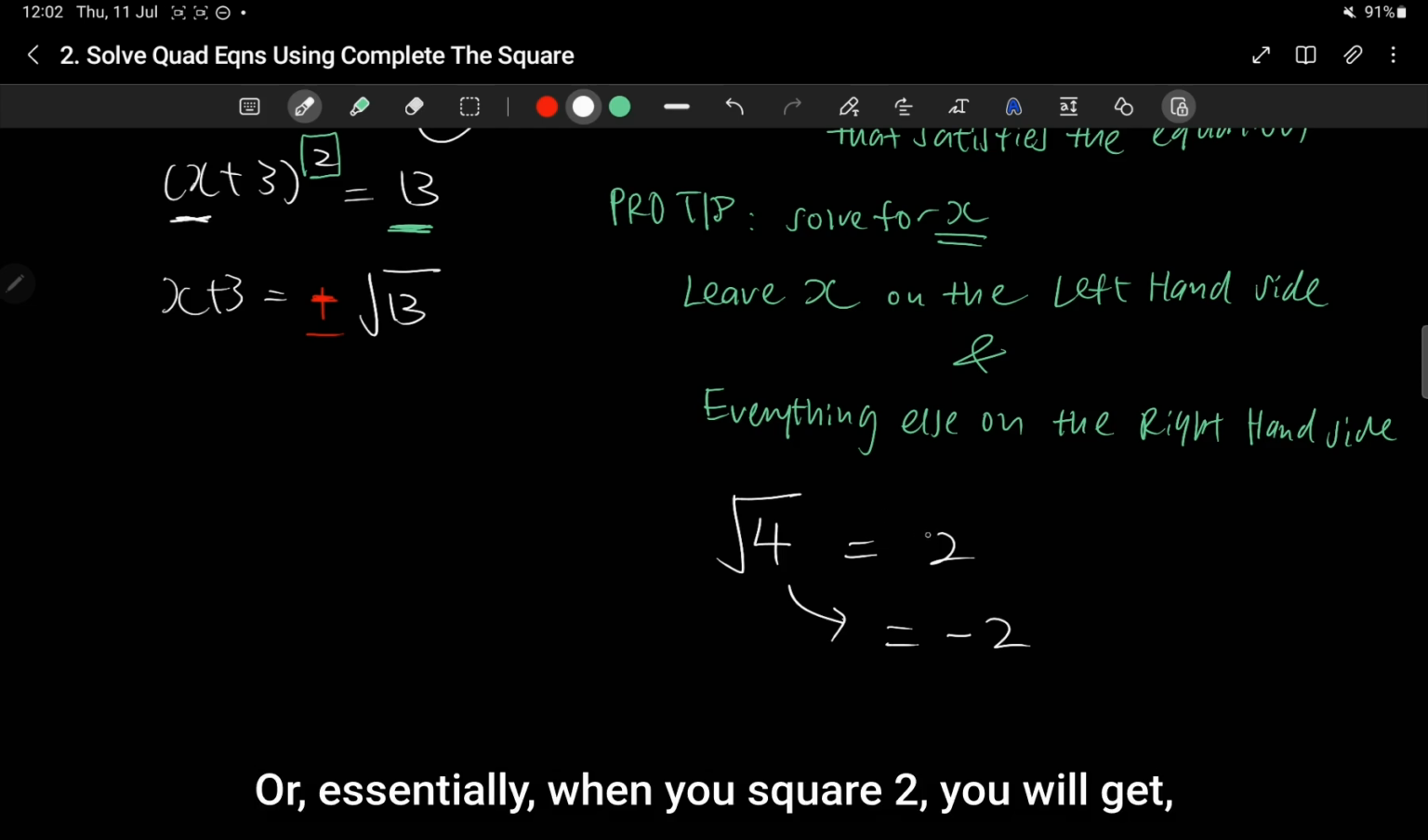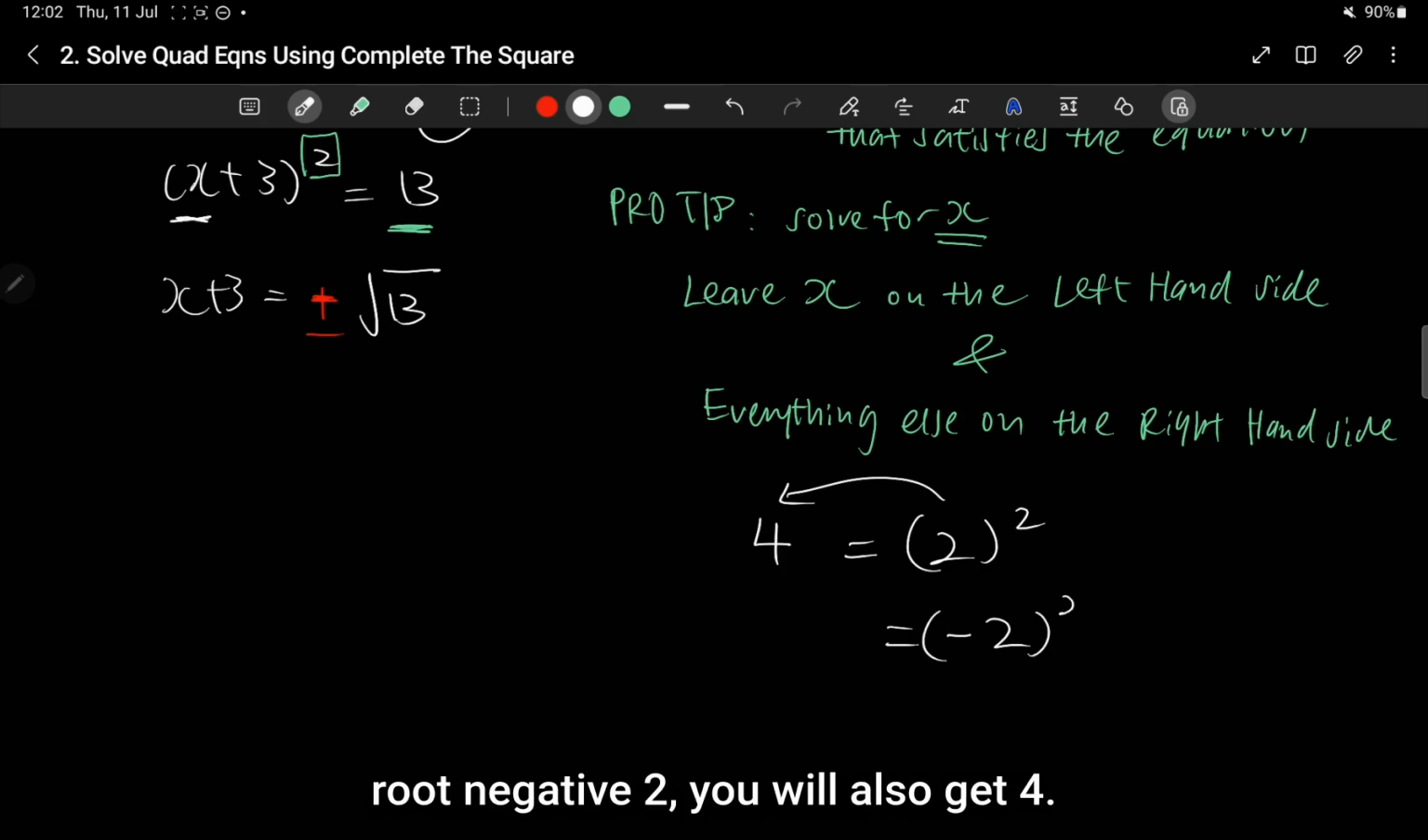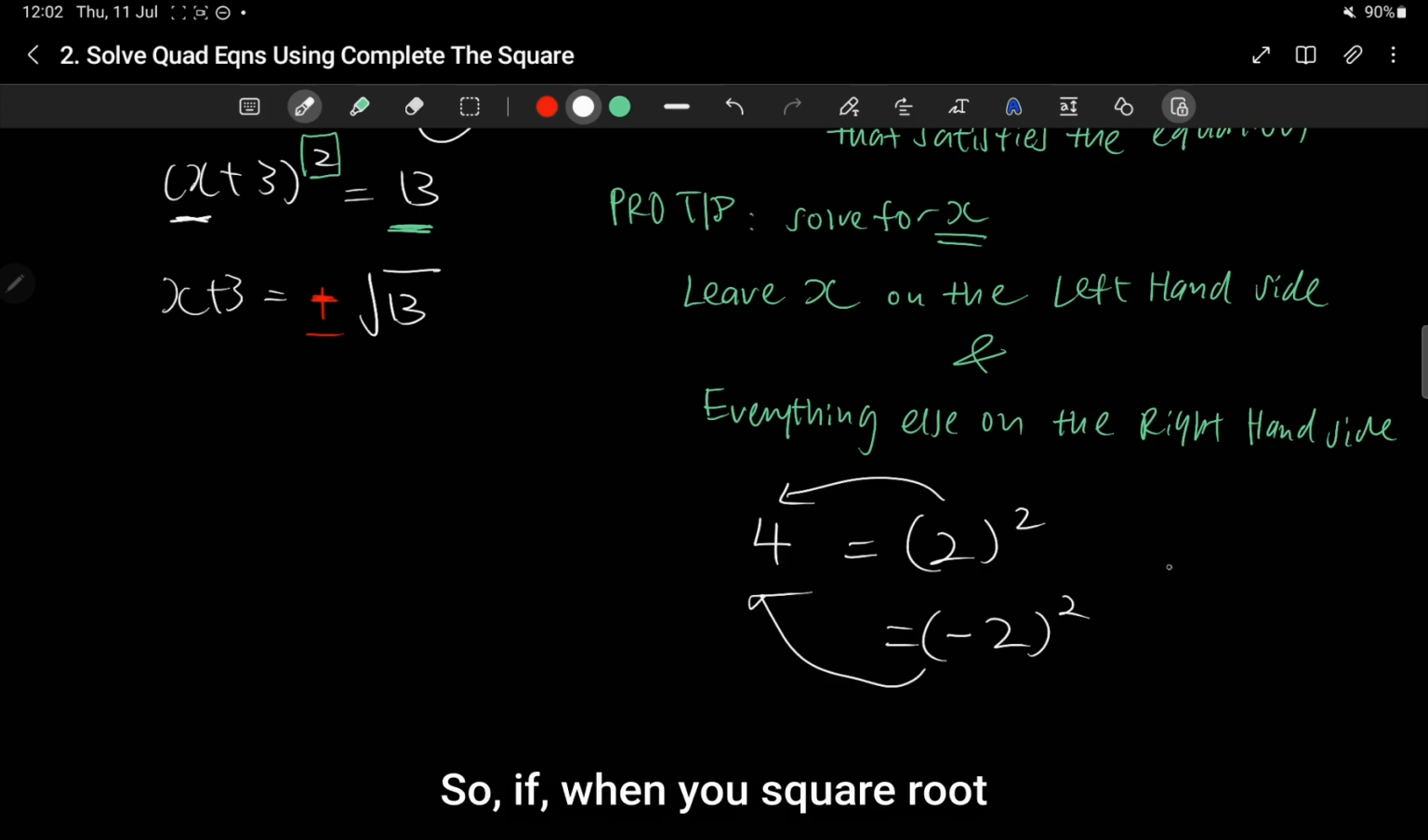Or essentially, when you square 2, you will get 4, right? And at the same time, when you square -2, you will also get 4. So when you square root 4, there can be both answers. It can be 2 or -2.